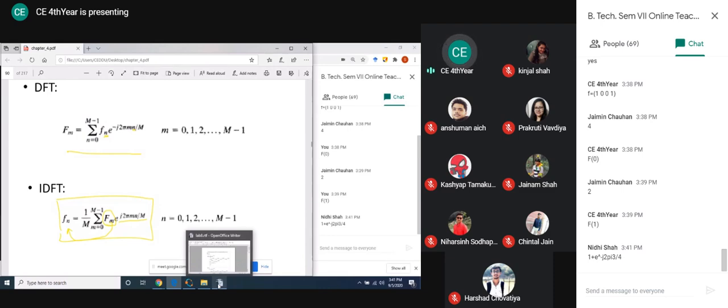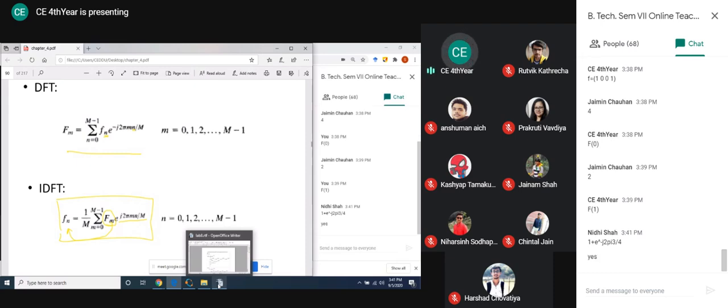Okay, the answer is 1 plus e raised to minus j 2 pi 3 by 4. What will e raised to minus j 2 pi 3 by 4 be, Vidhi? E raised to minus j 2 pi... actually, we can say it is e raised to minus j 3 pi by 2. So what will it be?